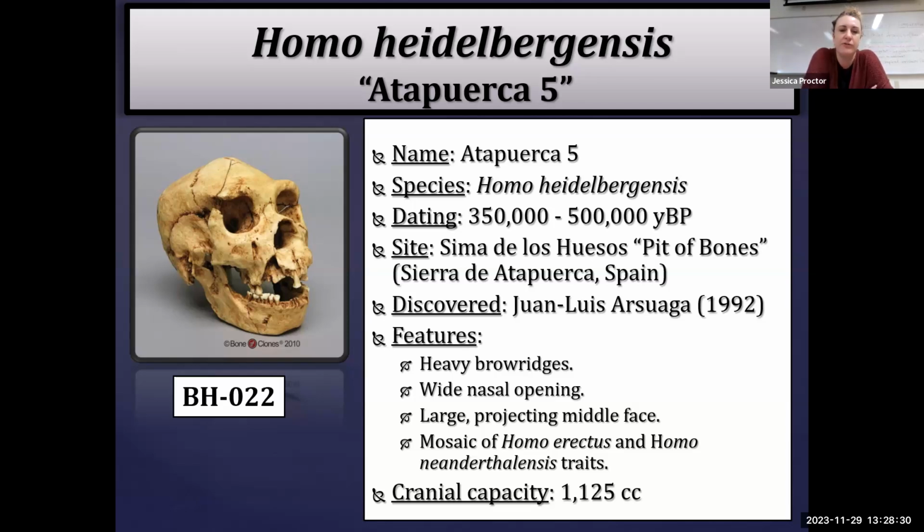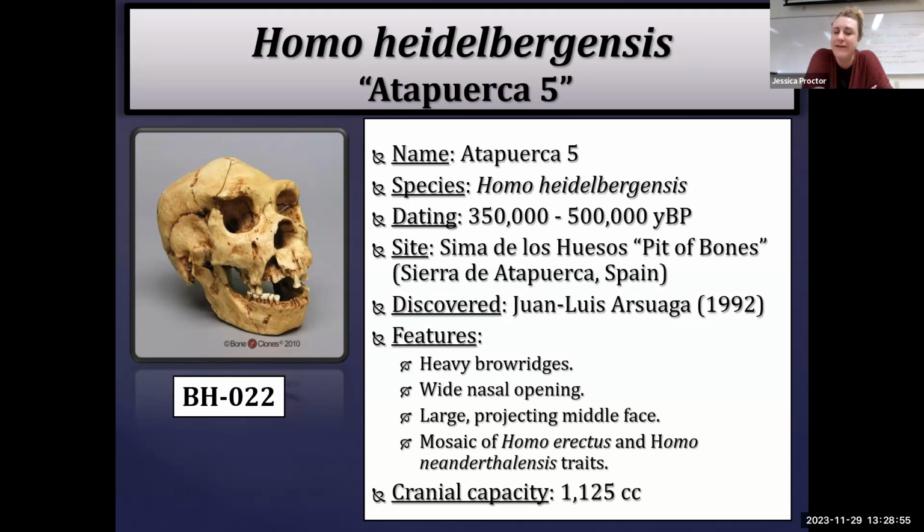So this particular fossil is called Atapuerca 5. It was discovered at a site called the Pit of Bones in Spain. So Sima de los Huesos means the pit of bones. So this is a site in Spain. The features really heavy double arch brow ridges, relatively wide nasal opening. That's an adaptation to living in colder environments. We see that adaptation in Neanderthals as well.